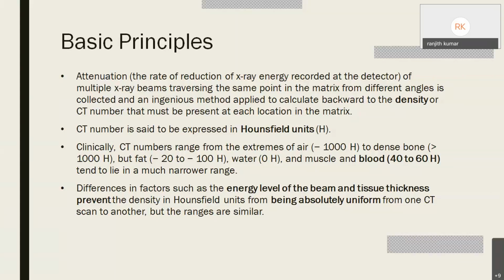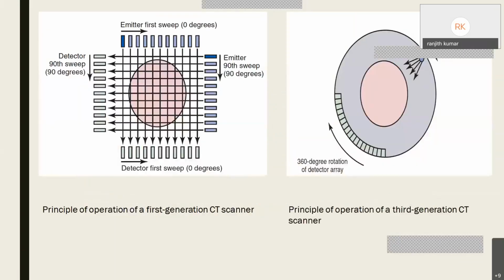The difference in the energy levels of the X-ray beam and the tissue thickness, presented in Hounsfield units, provides the absolute uniform form in a CT scan for a particular section. Coming to the first generation CT, there is a single emitter and a detector which sweeps across by a single degree for each X-ray beam emitted. Whereas in the third generation CT, it is a single emitter with a fan-shaped beam of X-rays, which is detected by multiple detectors. So the time of acquisition of the images is reduced.